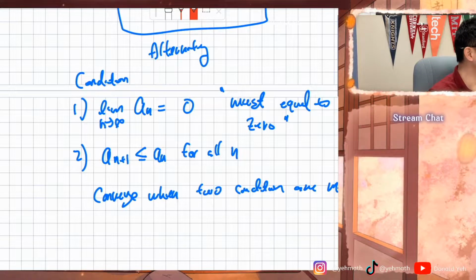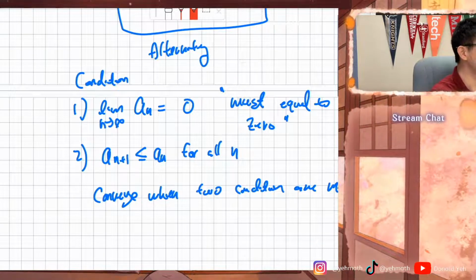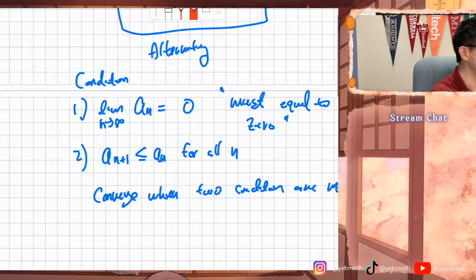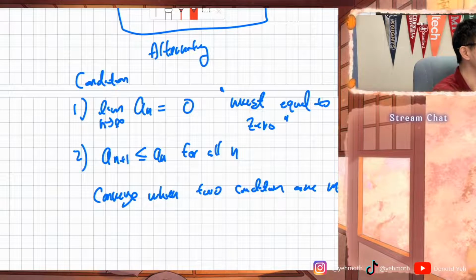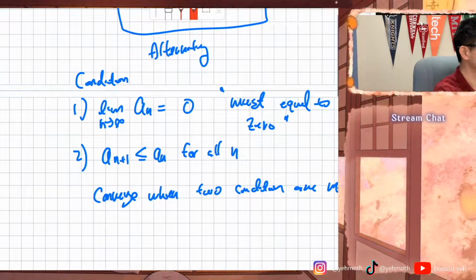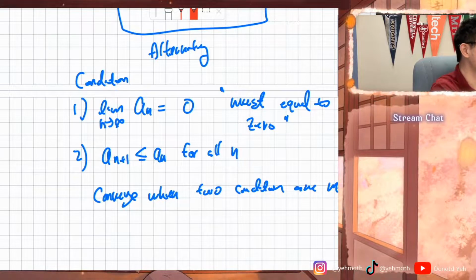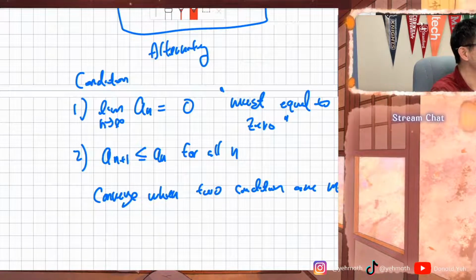But actually there was a third condition. Well, not a third condition, but the first condition is kind of included, right? So it has to be alternating. That should not be counted as a condition.